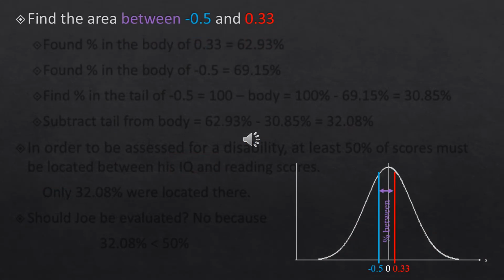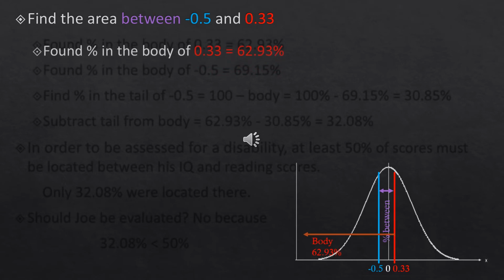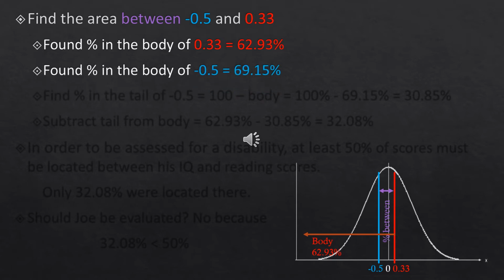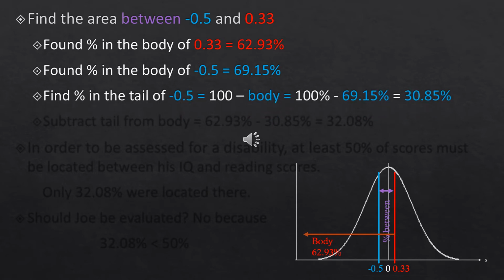So now we need to find the area between a z-score of minus 0.5 and a z-score of 0.33. We've already found the percent in the body of a 0.33. That was 62.93%. And we found the percent in the body of a minus 0.5. That was 69.15%. We need to find the percent in the tail of a minus 0.5. And to get the tail information, we just subtract the body information from 100, from all of the scores. 100% of the scores minus 69.15% is 30.85%. So there are 30.85% of the scores in the tail of a z-score of minus 0.5.